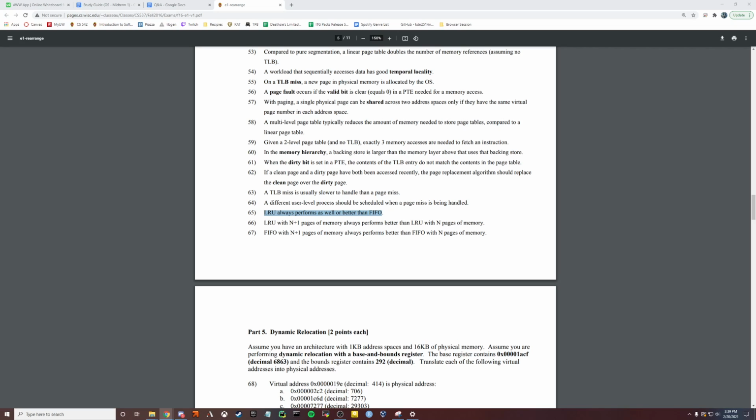Add more physical memory. What happens to performance? Is that LRU, OPT, guaranteed to have fewer or the same number of page faults?